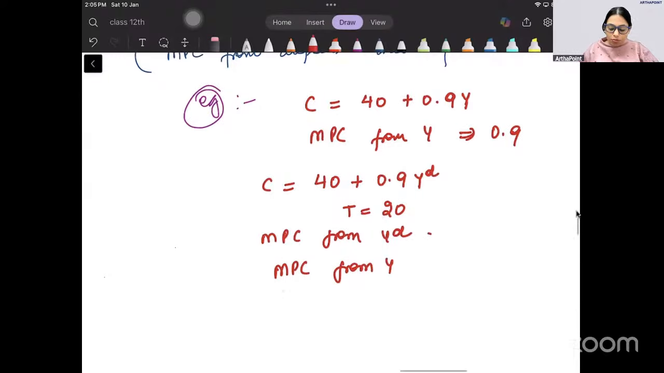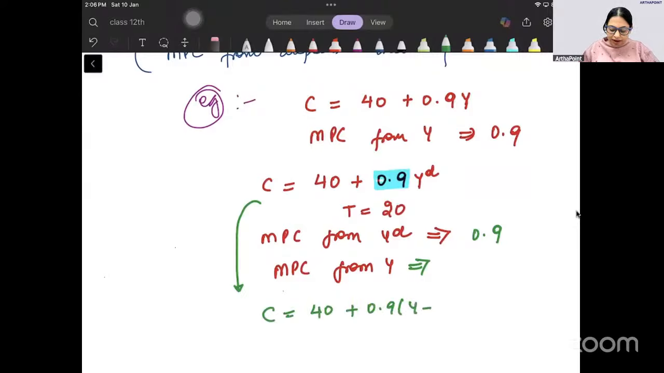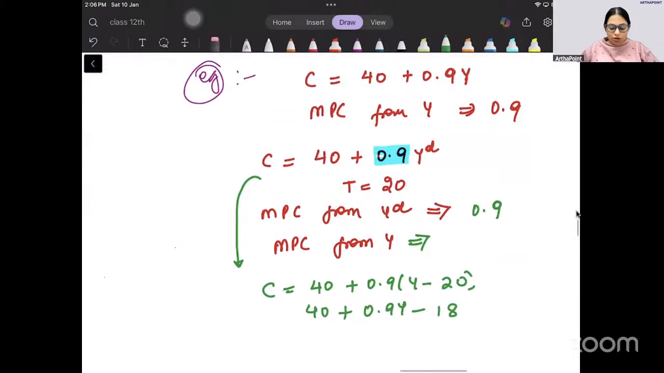MPC from disposable income means the coefficient of disposable income, so that is 0.9. But for MPC from income, I have to convert this and write consumption as a function of income. So I can write C is equal to 40 plus 0.9 times (Y minus 20). So it will be 40 plus 0.9 Y minus 18. It will be 0.9 only, because its coefficient is still unchanged.